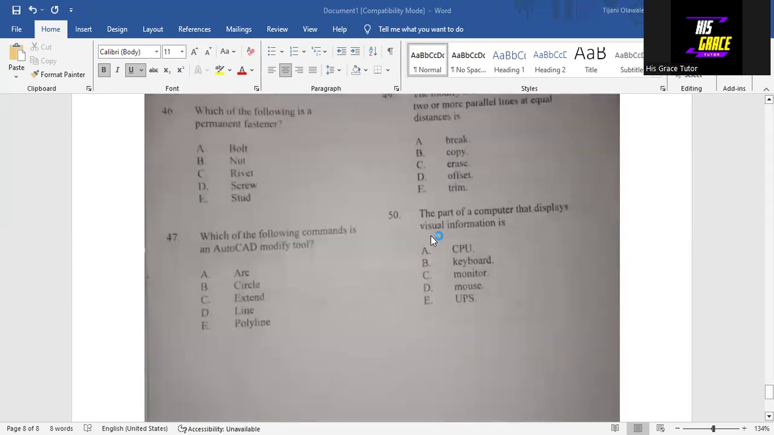Then last question, question 50 says that the part of a computer that displays visual information is a monitor. So we have answered question 1 to 50 for this year Neco technical drawing. So it's as simple as I've done it here.